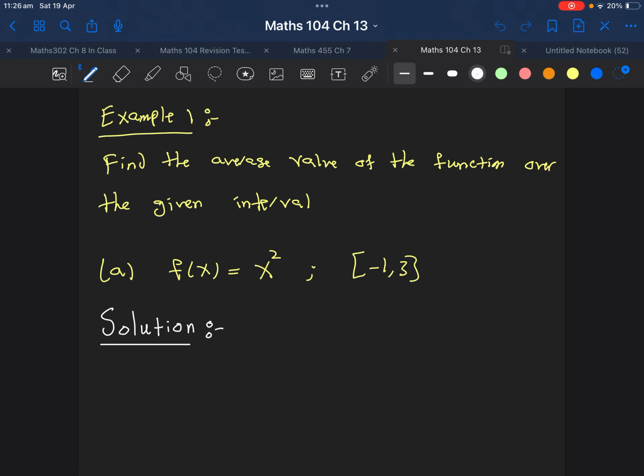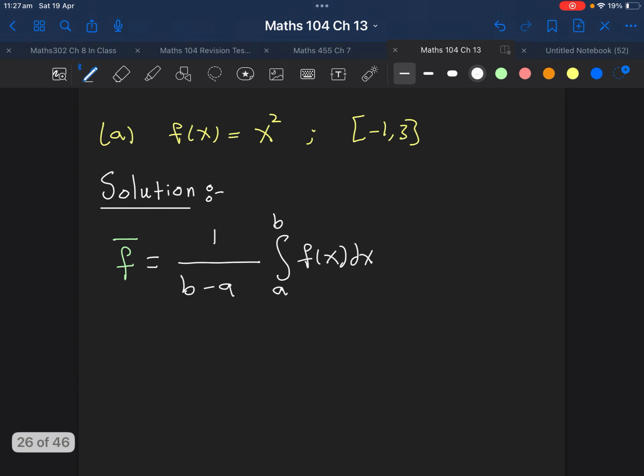Example number A, what we need to find is the average value for f. How will we do that? I will just write the formula. It is 1 over b minus a, integral from a to b of f of x dx. Now, what is b? b is 3. What is a? It is -1. And then we do the integral from -1 to 3 of the function x squared.